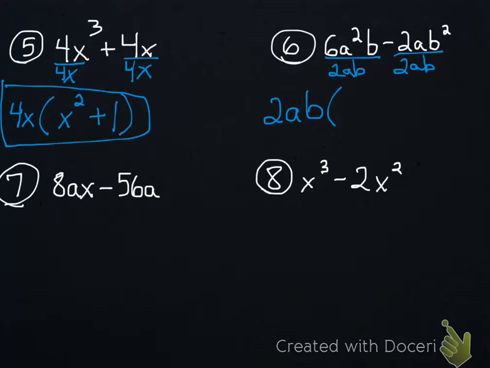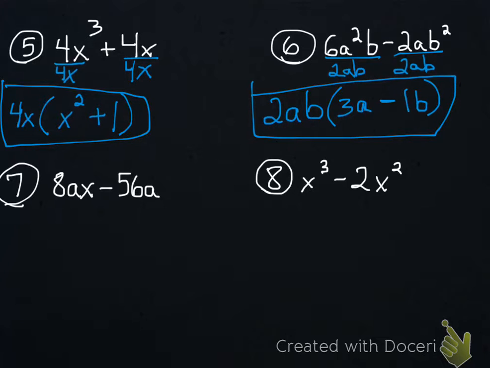6 divided by 2 is 3. And the a's, I had 2, I took 1 away. There's still 1 there. The b's are canceled. Drop down the negative sign. 2 divided by 2 is 1. A divided by a, it goes away. It's a 1. Okay? B squared, had 2 b's, took 1 away. There's still 1 left. So my answer is 2ab times 3a minus b.